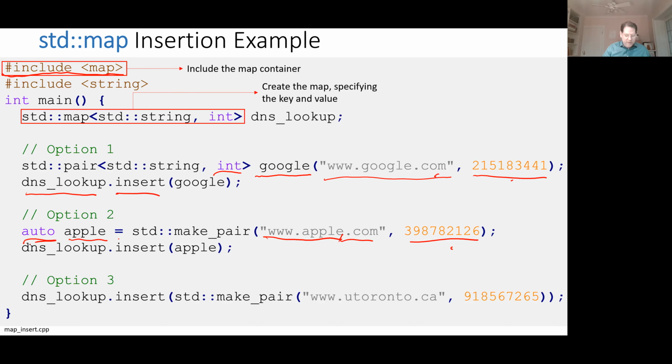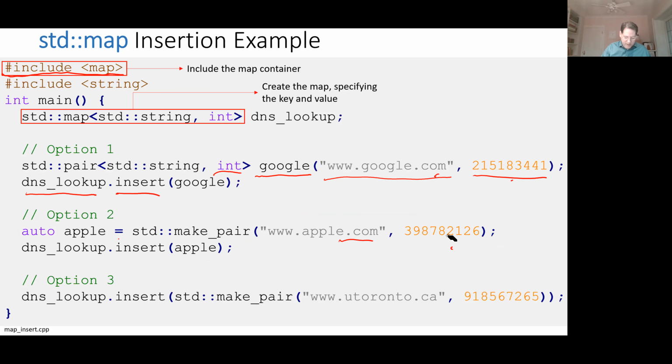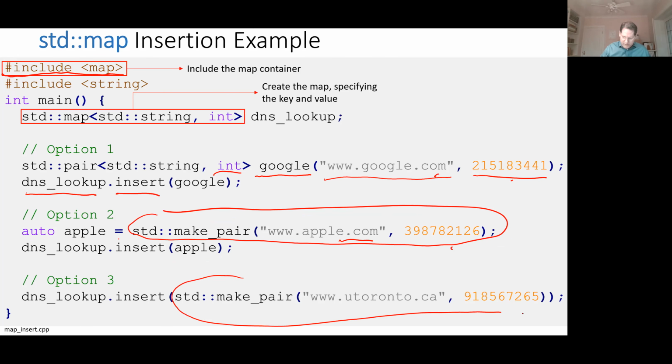Because of the way I've written this, the compiler can figure out, okay, you just made a pair of a string and an integer, so I know what auto should be. Auto must be a pair of type string and integer. So it's a bit shorter, and then I insert that into my binary search tree. And then the third one is I just get rid of the temporary variable apple. I didn't really need that temporary variable, so if I want, I can just directly insert it into the binary search tree.